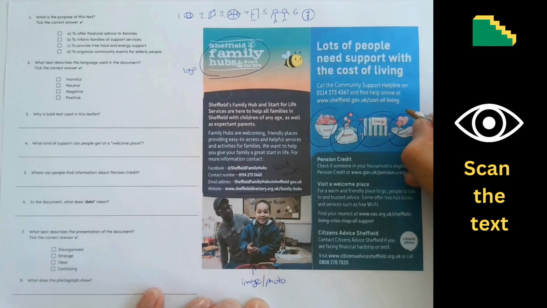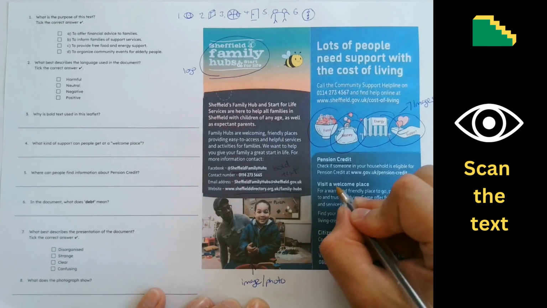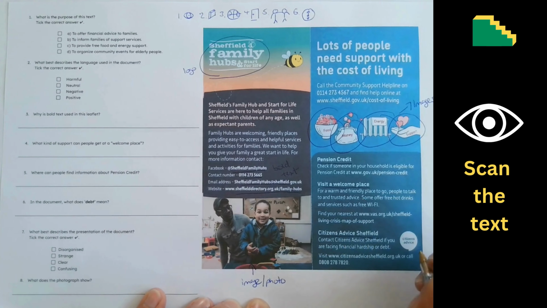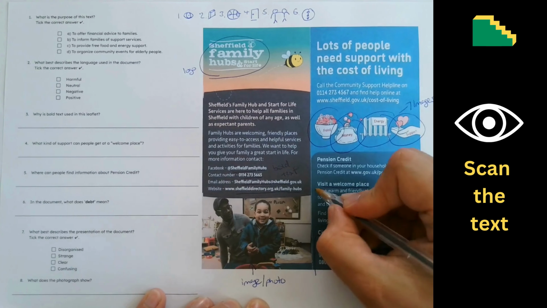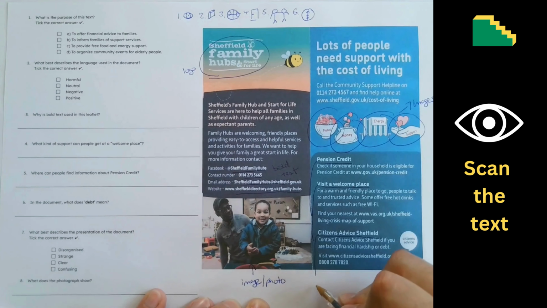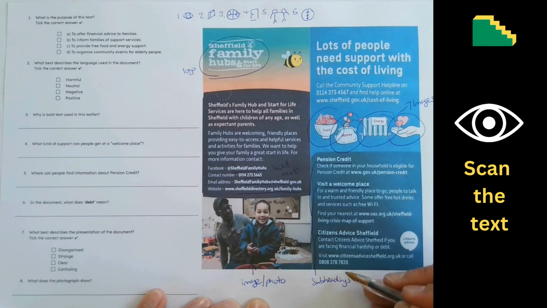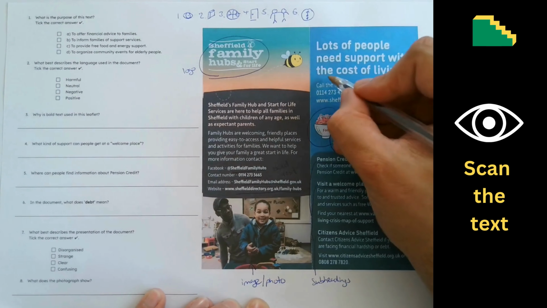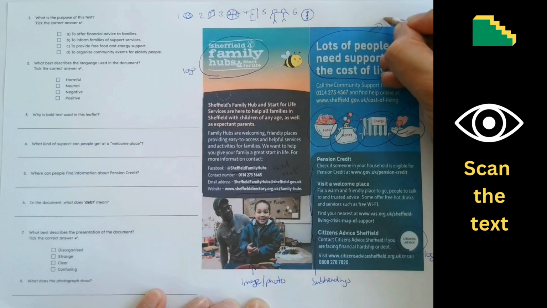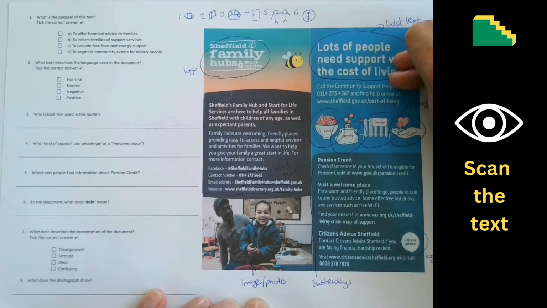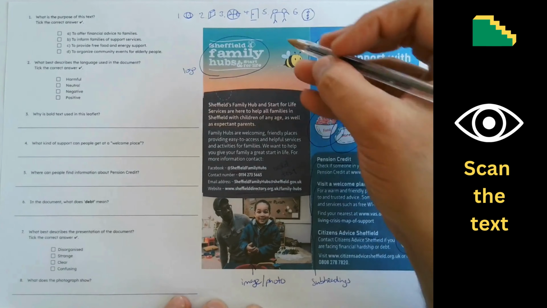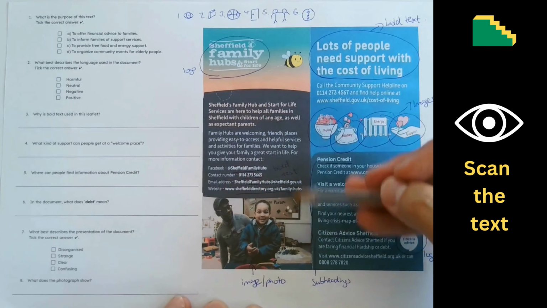Also, there's images here, we're going to circle them. They also support the writing. These are subheadings. We're going to underline them and label them as well. As you see here, subheadings. There you go. In the corner, there's a logo, Citizens Advice. And at the top, there is bold text. Okay, there we go. We can now tick that.